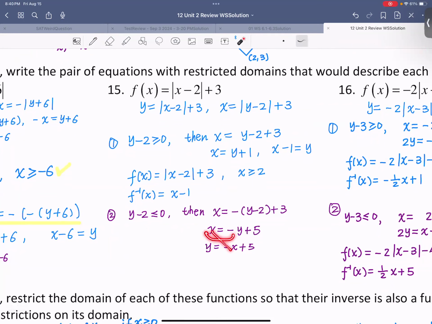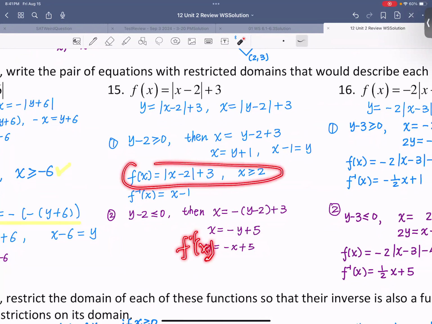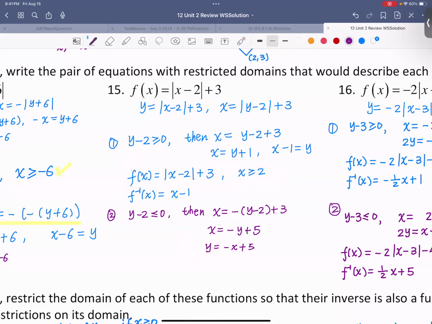This goes to left, this goes to right, so you get this. You cannot directly say this is the inverse. Not yet. You have to include the original function and the restriction. So you will put the original function back here. What do you put here? Restriction. It only happens when x is less or equal to 2. Good. You got it. Then your inverse function equals negative x plus 5.